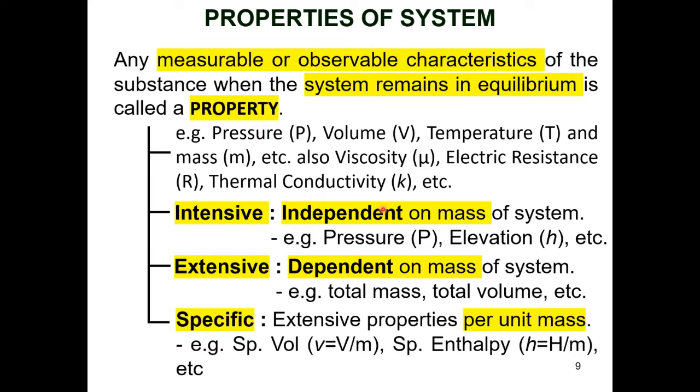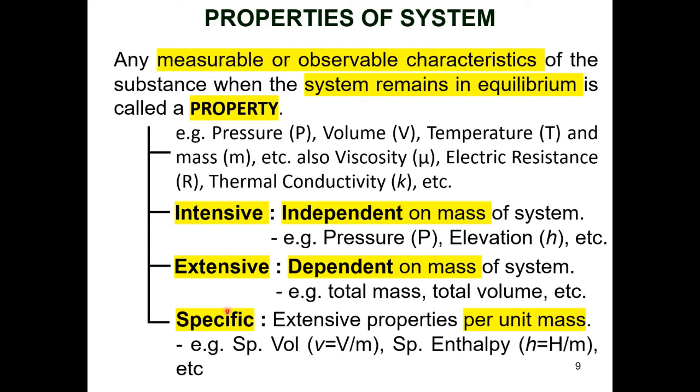The properties can also be divided into a few types. The first one is intensive. Intensive means independent of the mass of the system. The other one depends on the mass. So whatever property is not related to mass, we call it independent of mass, or an intensive property. For example, pressure and elevation are not really related to mass. Then we call it intensive.